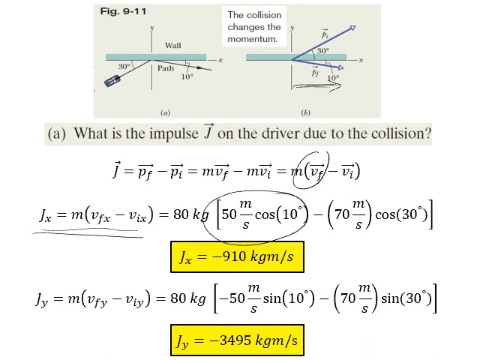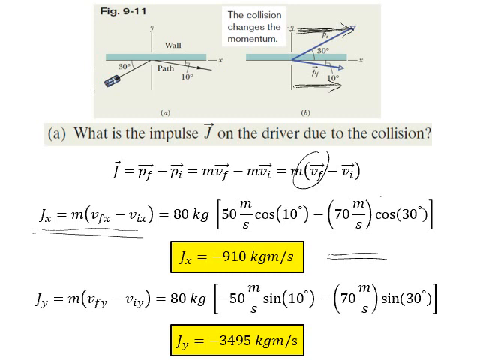Okay, the x component of the initial momentum here would be the original velocity times, or the velocity x component initial would be the magnitude of the velocity times the cosine of the angle there, and that's of course a 30-degree working angle. So we run that calculation through our calculator, and we find that the x momentum change, or the x impulse, is minus 910 kilogram meters per second.